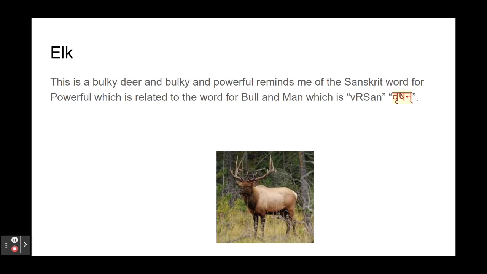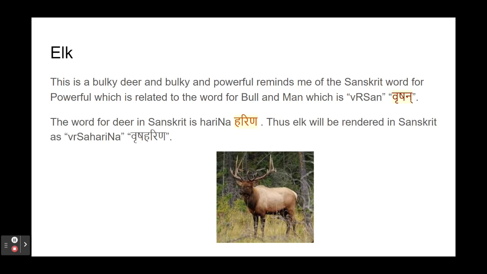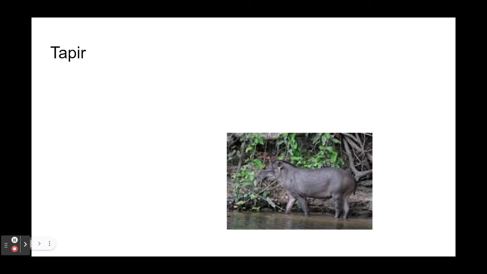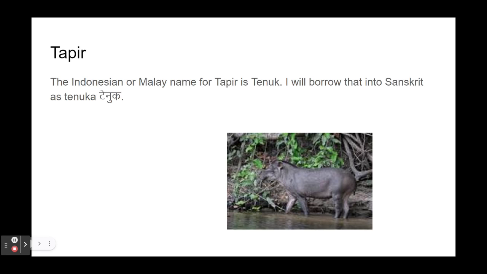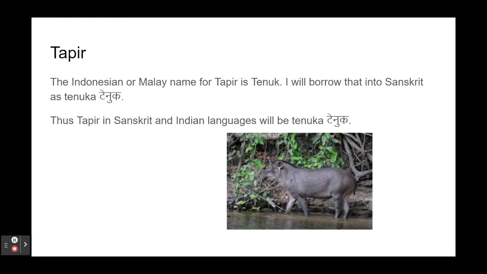Elk. It's a bulky deer, and bulky and powerful reminds me of the Sanskrit word for powerful, which is related to bull, and man, which is vrishan. The word for deer is harina, thus elk for the time being will be rendered as vrishaharina. Tapirs. The Indonesian or Malay name for tapir is tenuk, so I'll borrow that into Sanskrit as tenuka. Thus, tapir in Sanskrit and Indian languages would be tenuka.